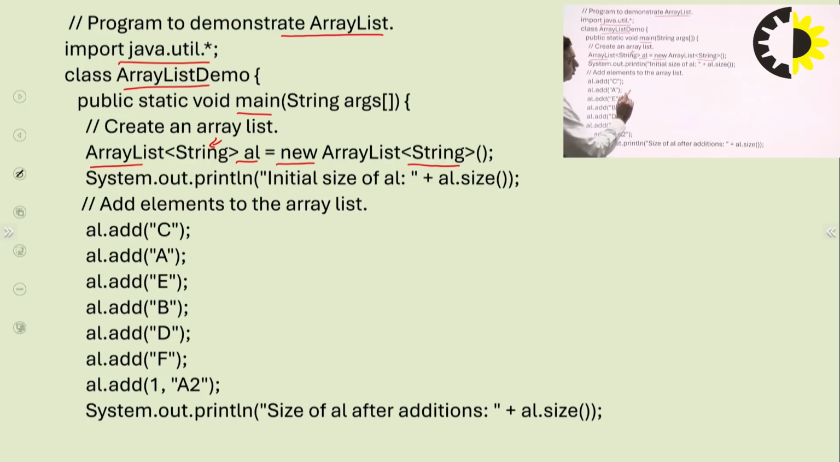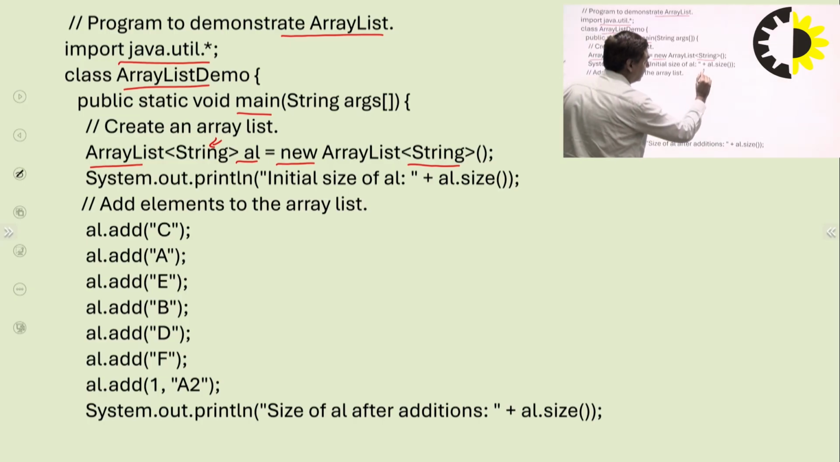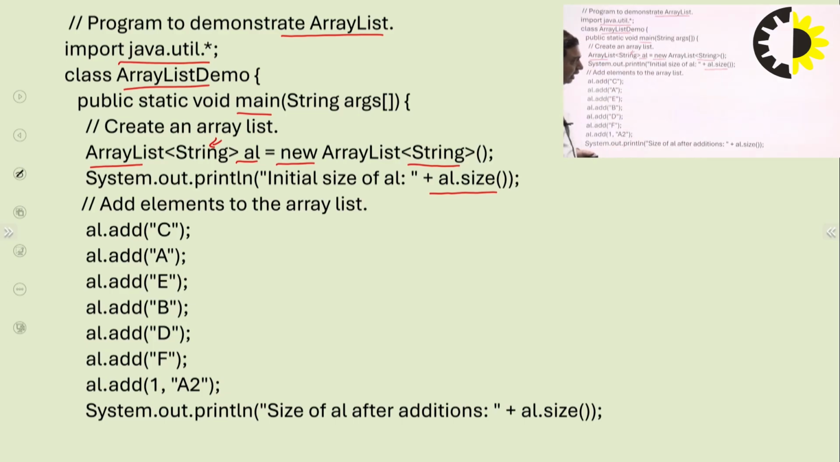Just to find out what the initial size is at the time of creating this collection, we are using al.size(). It will display whatever the size is; we will see the output.